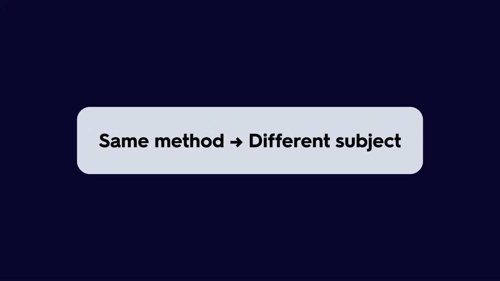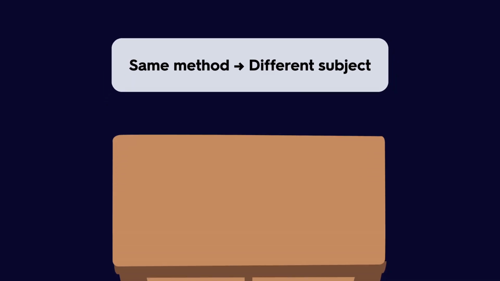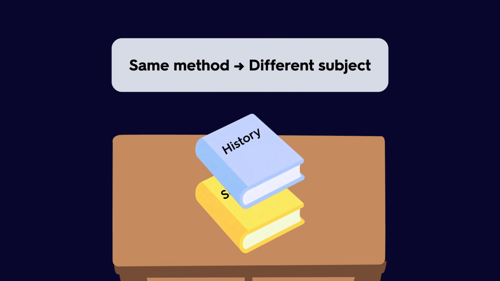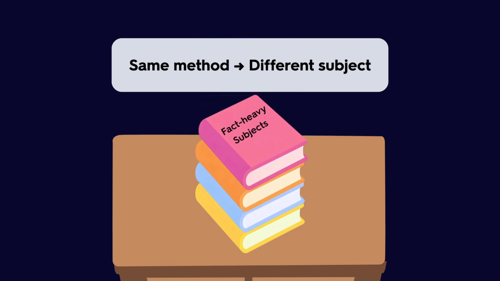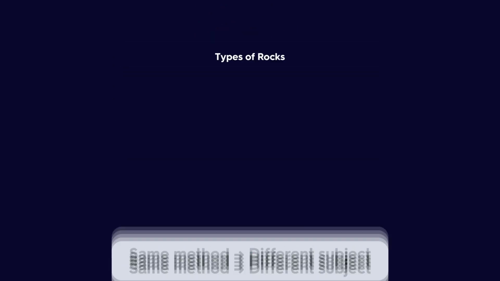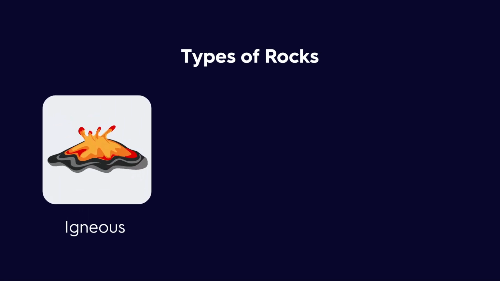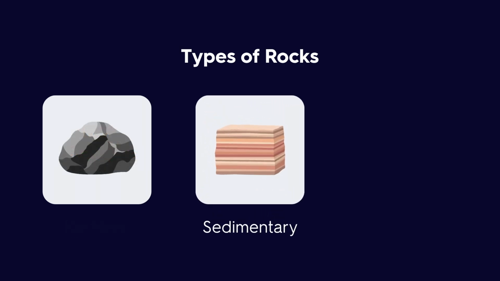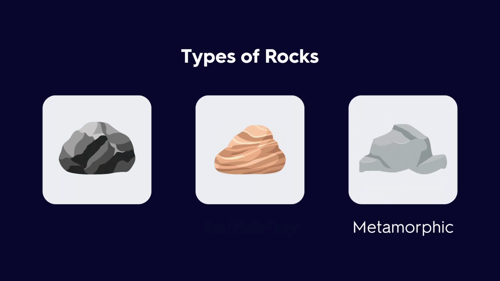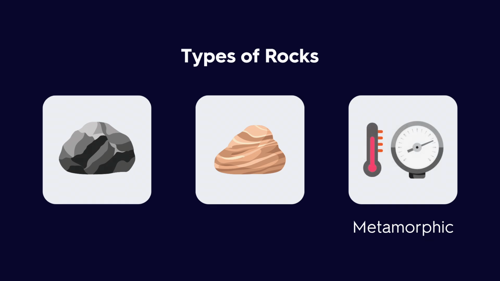Now let's transfer the same method to a different subject. Visual mnemonics are not only for biology. You can also use them for topics in science, history, language, and other fact-heavy subjects. For types of rocks, each image should match the meaning. Igneous rock can be pictured as lava cooling into rock. Sedimentary rock can be pictured as layers of sand pressing together. Metamorphic rock can be pictured as rock changing under heat and pressure.